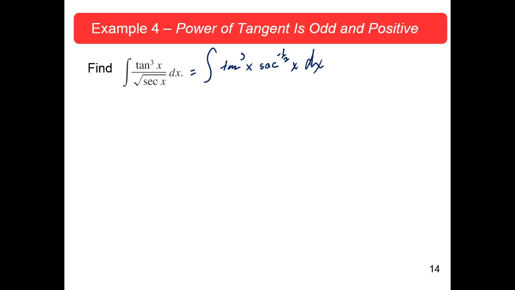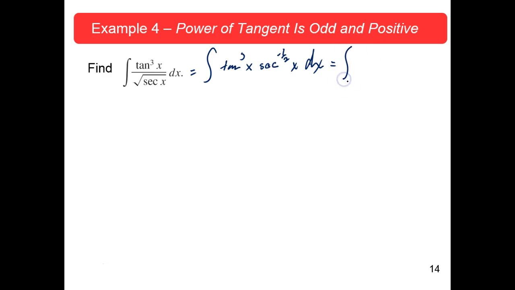Secant tangent, okay? Is that the way to go with this? Yeah, I believe that'll work. This is going to take some sort of creative thinking here, but it will work. We want to pull out a secant and a tangent, because that's the derivative of secant, and we're going to be integrating secant, so we need a d-secant in there.